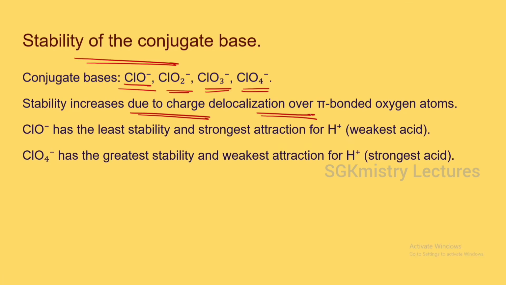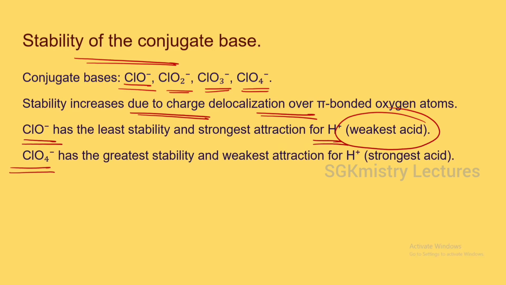Now this charge stabilization is minimum in ClO minus, whereas it is maximum in the case of ClO4 minus. What does it indicate? It indicates that ClO minus will have the minimum stability, and because of which there is maximum attraction towards H plus. If there is maximum attraction towards H plus, it is very difficult to remove this H plus, because of which this particular acid, HClO, acts as a weak acid.